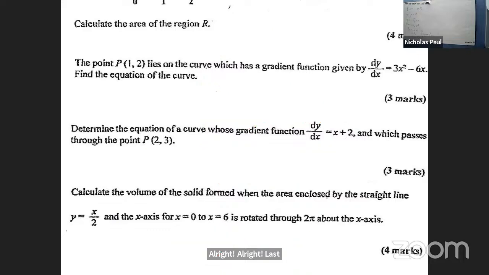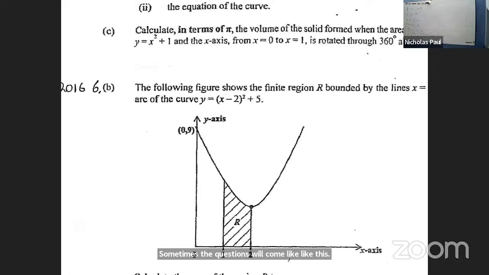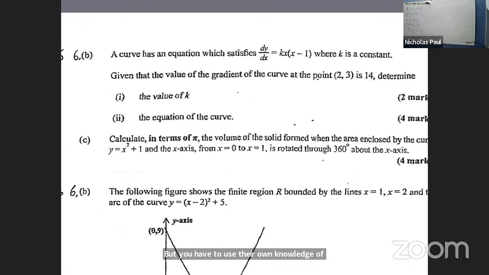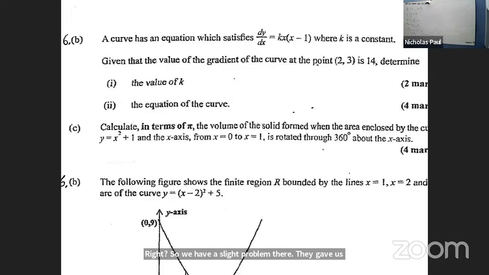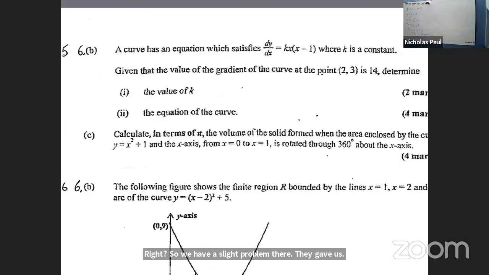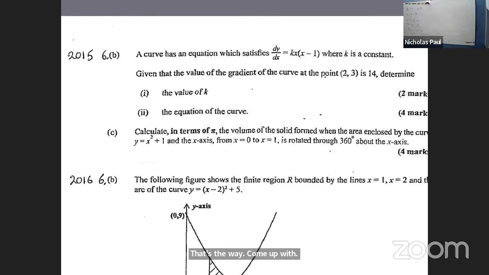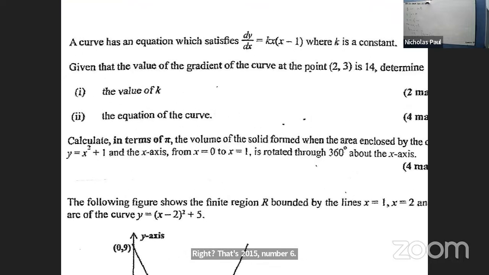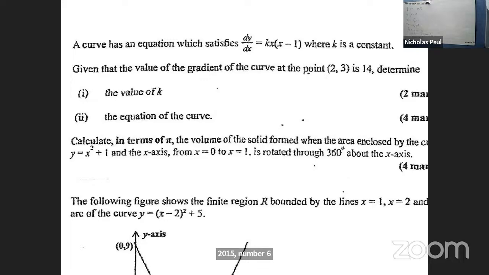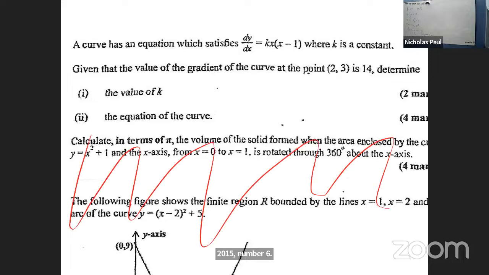Sometimes the questions will come like this, where you have to use your little knowledge of everything. Right? So we have a slight problem there. They gave us k. Do your thing here. That's the way you come up with it. That's 2015 number 6, part P.